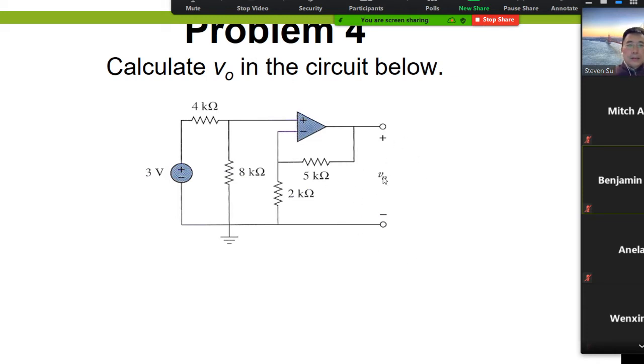We also have this one, a little bit more complex, but it's not hard, right? So this one, is the input non-inverting or inverting amplifier?